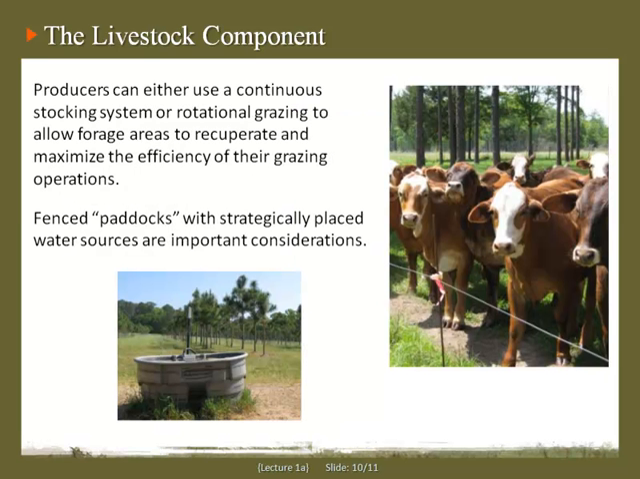Producers can either use continuous stocking systems or rotational grazing to maximize the efficiency of their grazing operations. Pastures are normally divided into fenced paddocks with strategically placed water sources to optimize the system. Grazing time within each paddock should be according to forage growth, not on a fixed time schedule. Animals must be moved to new paddocks before they graze new regrowth of the current paddock. Salt and mineral licks must be strategically placed to encourage uniform livestock distribution.